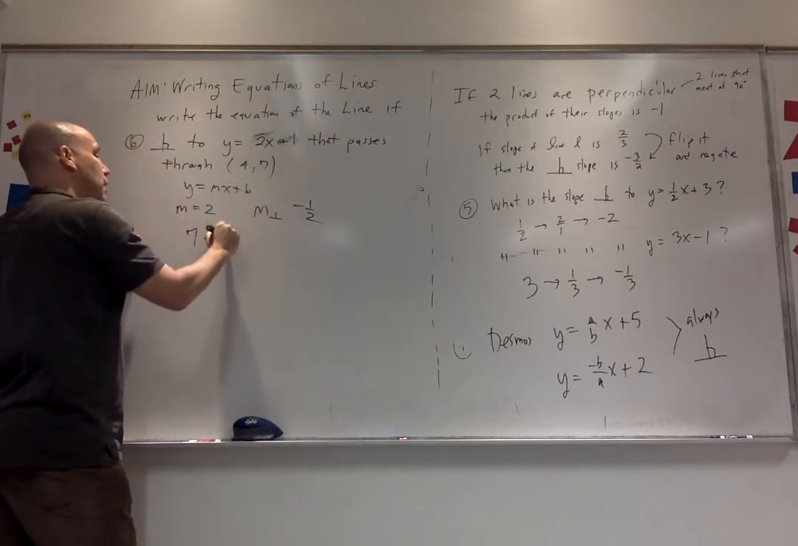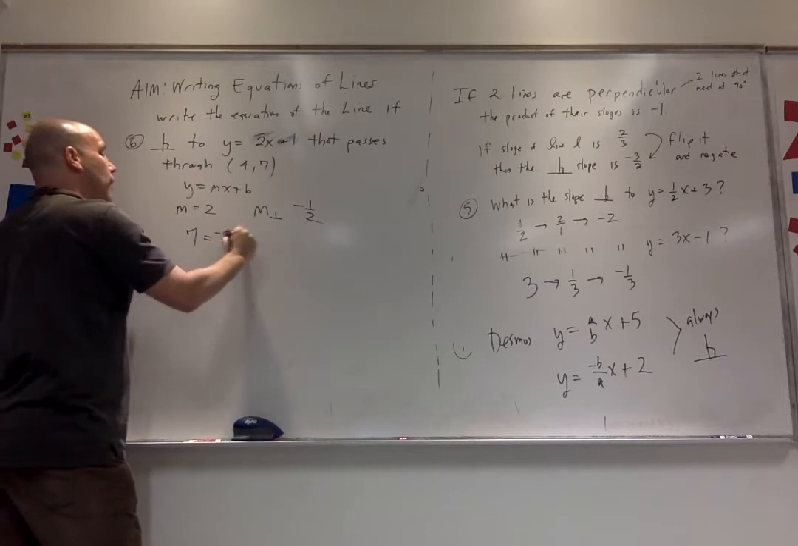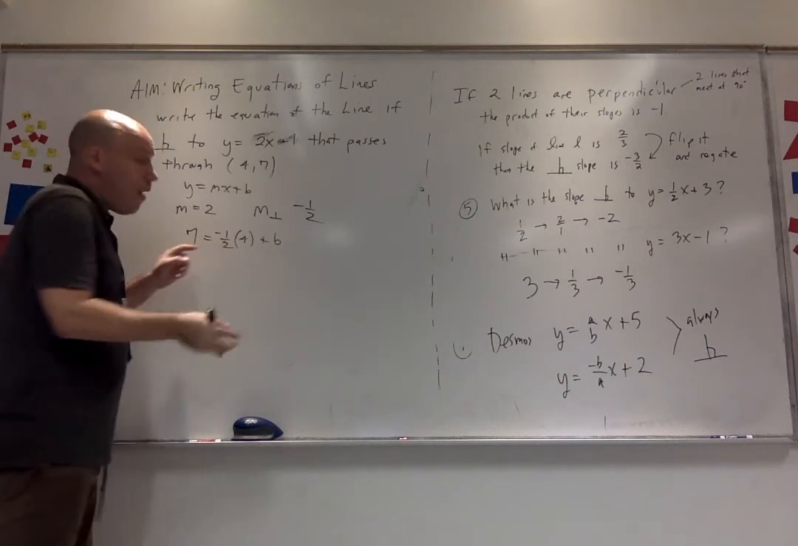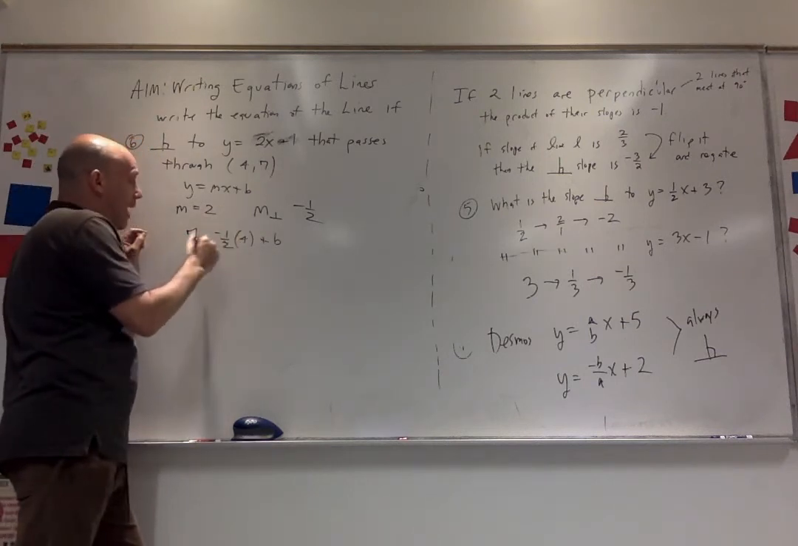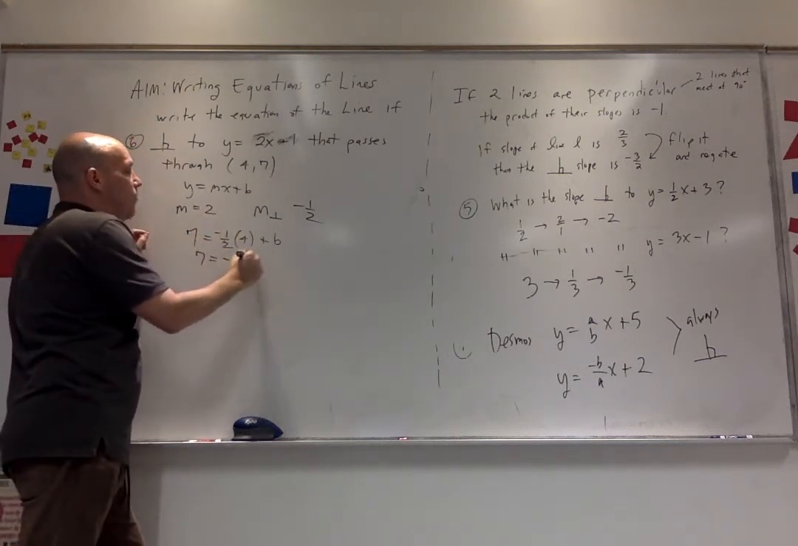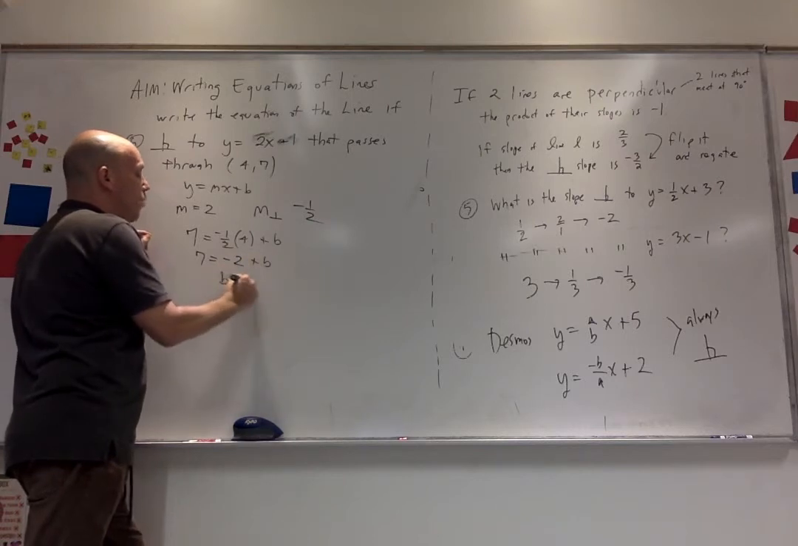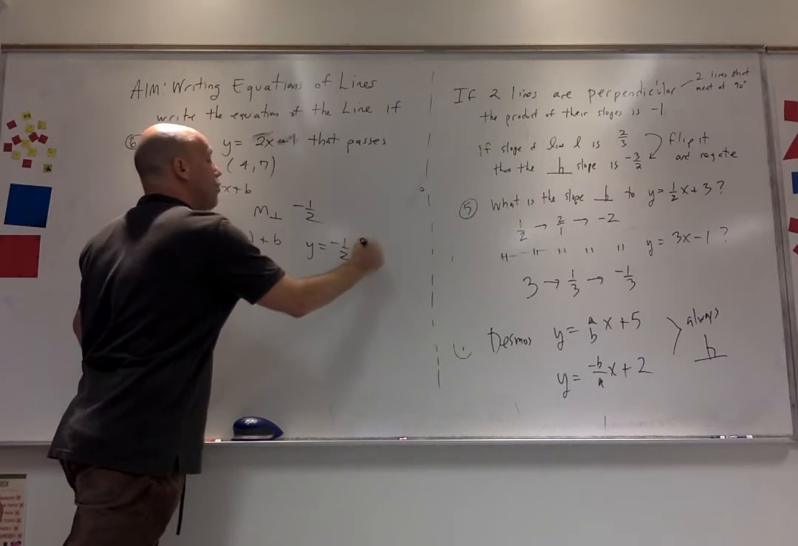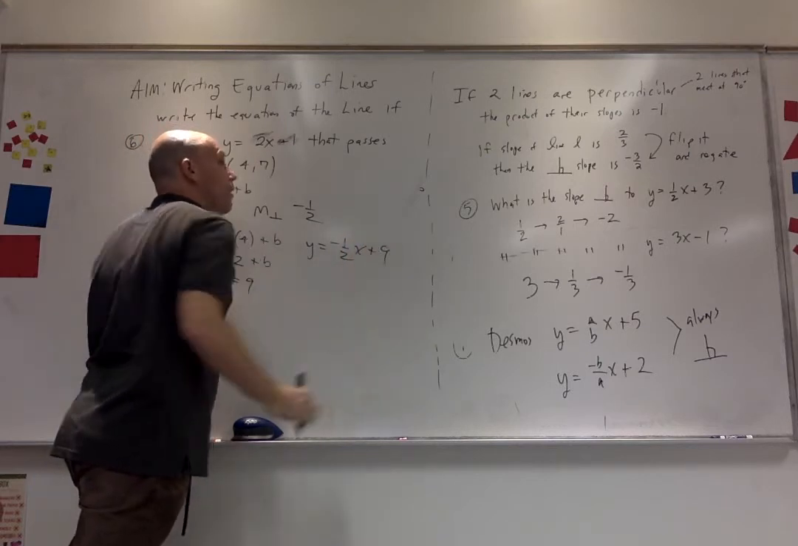So we have the slope, and we have the point. 7 = -1/2 × 4 + b. Using your calculator, or half of 4 is 2, but negative, 7 is negative 2 plus b. b equals 9. y equals negative 1 half x plus 9.